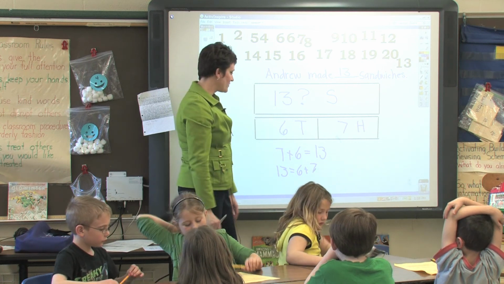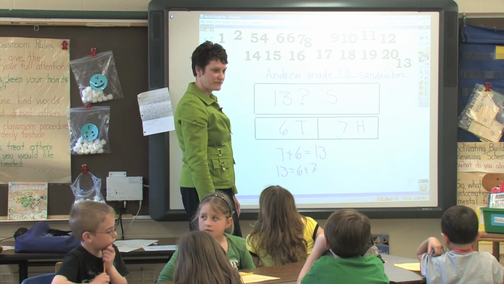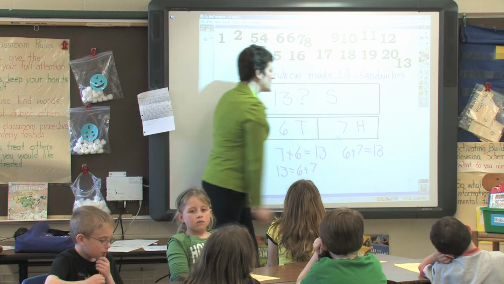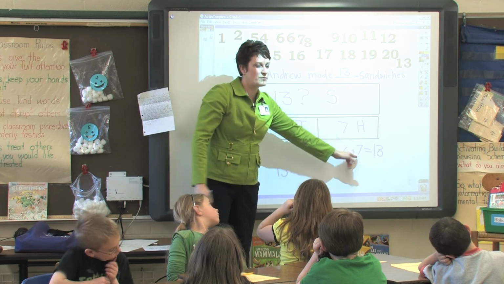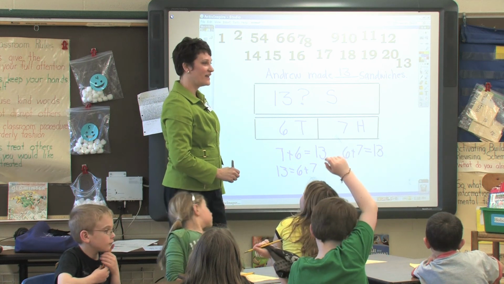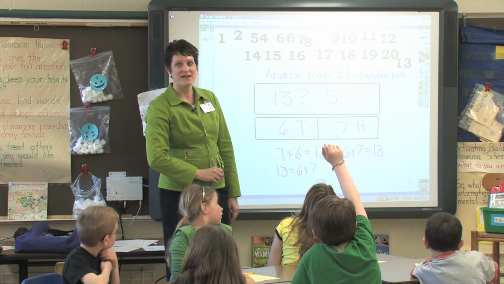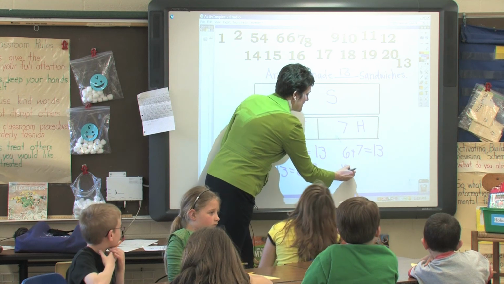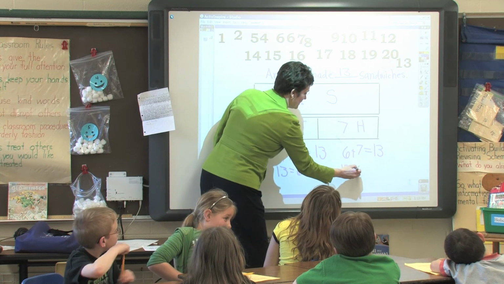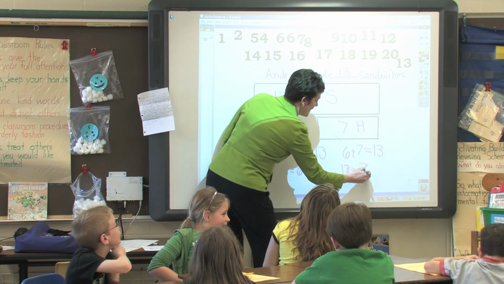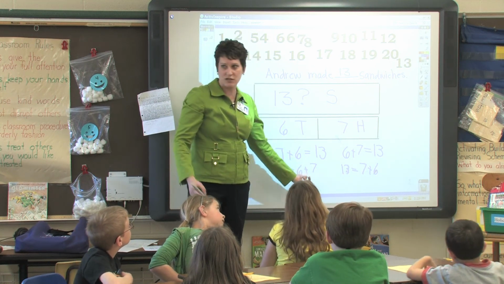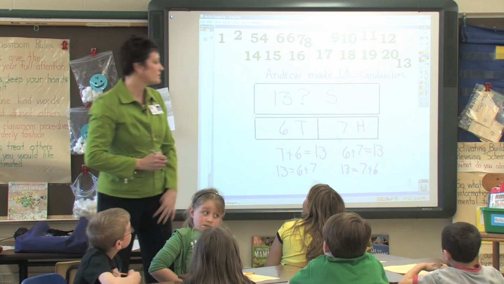Do you have another way of writing the equation? 6 plus 7 equals 13. Yes, 6 plus 7 equals 13. We just switched these two numbers around, didn't we? Is there another way we can write it? Go ahead. 13 equals 7 plus 6. Yep, 13 equals 7 plus 6, because you already know that you can change these two numbers in addition and come up with the same number. Great.